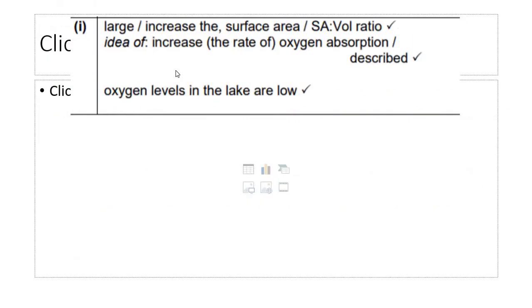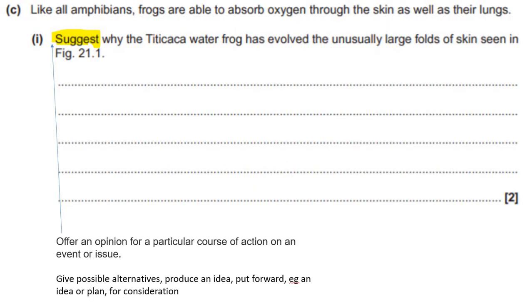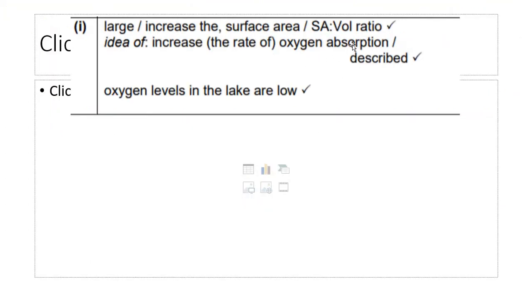Okay, so we've got large or increased surface area to volume ratio. Why is that useful? So this is the description. The explanation of that is that it's going to increase the rate of oxygen absorbed. It tells us the context of the question is absorbing oxygen, so you need to make sure you reference back to the context of the question here, that the oxygen is absorbed.